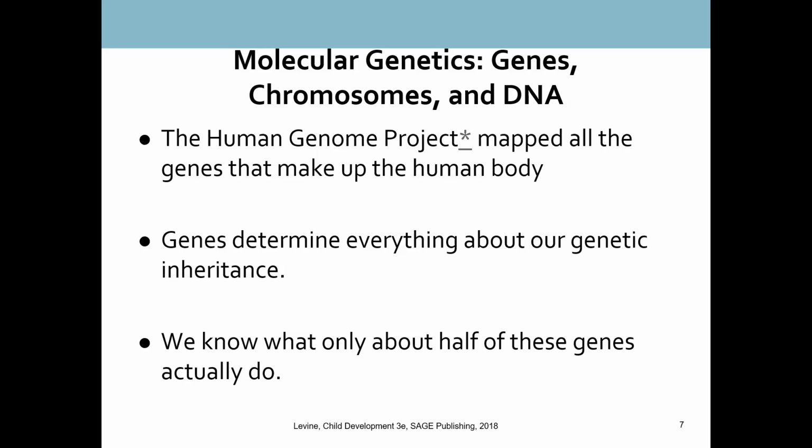So genes determine everything about our genetic inheritance, as I've been saying, physically, in characteristics, and mentally, at least the starting point. By now we know what about half of these genes actually do, what they're responsible for. The work is ongoing to discover the purpose of each gene and which genes combine to influence things like genetic disorders or diseases, as well as different characteristics of humans.